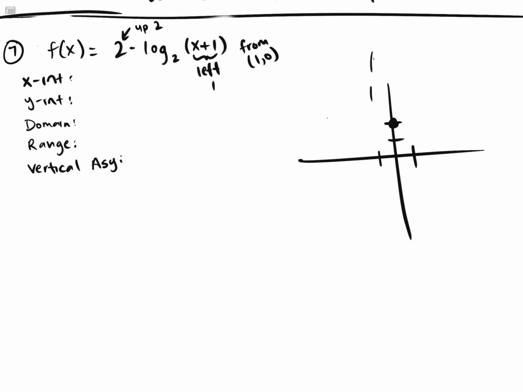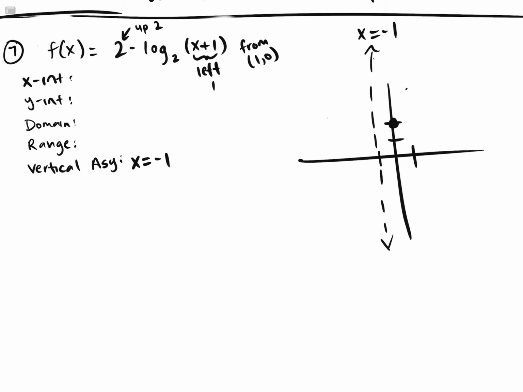one step to the left. So we just go left 1. This right here is our vertical asymptote. It's x equals because it's up and down, and it's at negative 1. So our vertical asymptote is x equals negative 1.